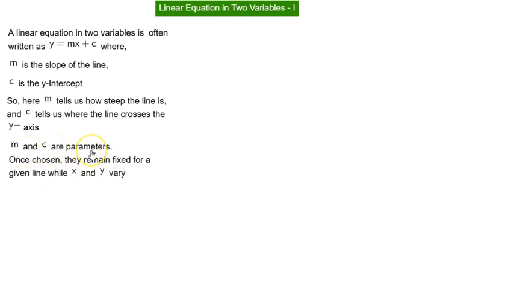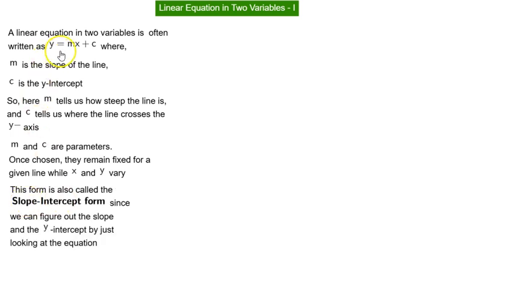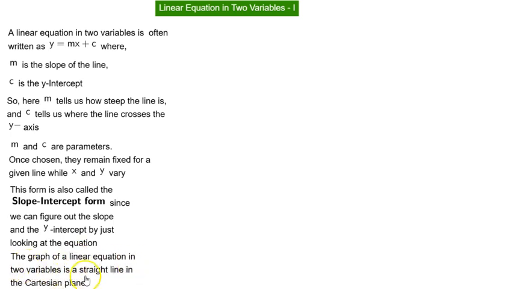m and c are parameters. Once chosen, they remain fixed for a given line, while x varies and accordingly y also varies. This form, that is y is equal to mx plus c, is also called the slope-intercept form, since we can figure out the slope and the y-intercept by just looking at the equation. Now, the graph of a linear equation in two variables is a straight line in the Cartesian plane.